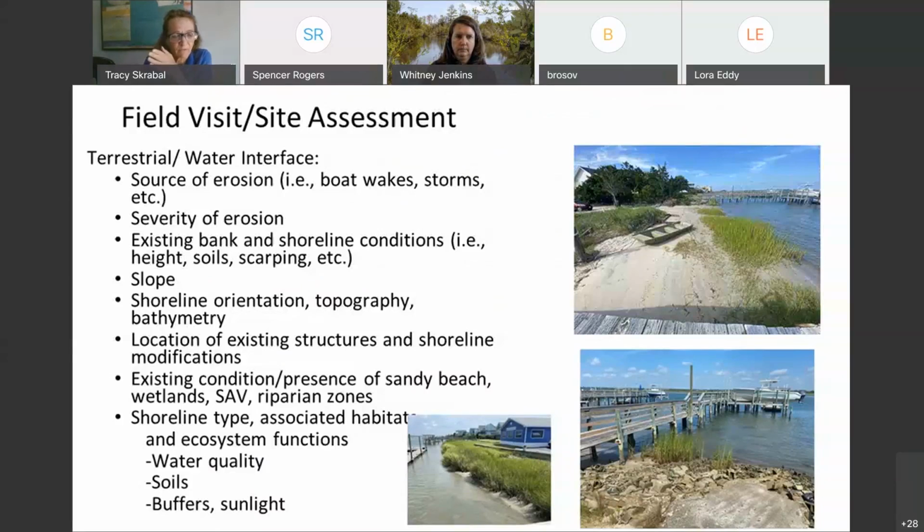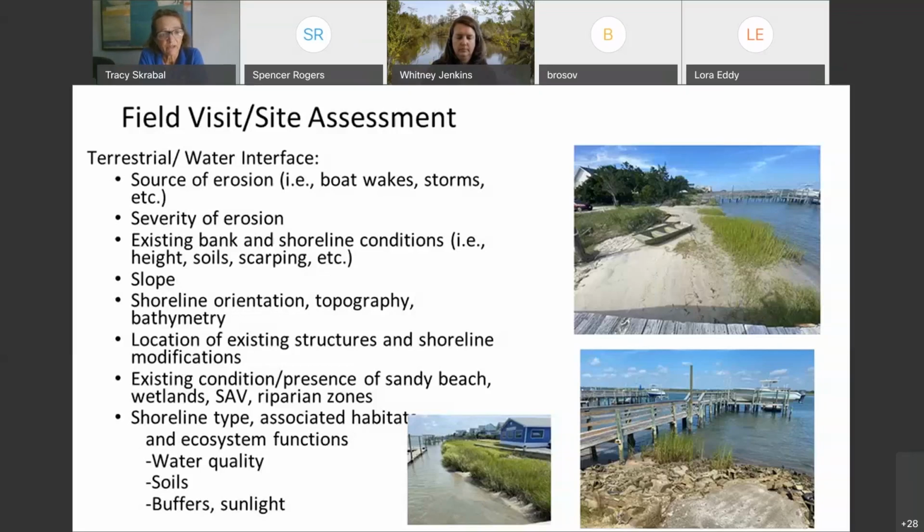One is what's happening right at that interface between the upland and the water. And you'll hear this over and over, but it's important that we understand the source of erosion. And again, you've heard a lot already about the fact that in North Carolina and our estuaries, we pay a lot of attention to boat wakes, storms, etc. And then the severity of erosion. It's important for me to know, am I talking about 1 foot per year of erosion or 10 feet per year? That's a very different thing.